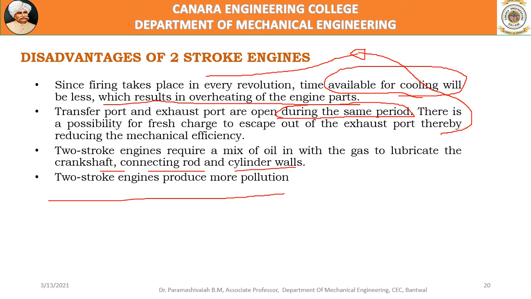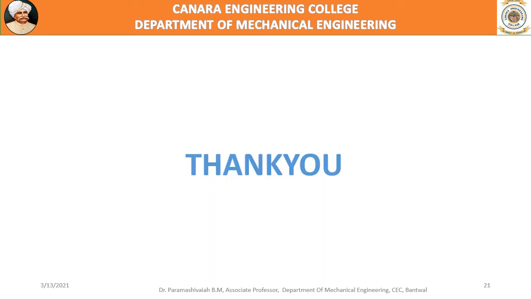Number one, because there is a possibility of fresh air escaping through the exhaust port during scavenging. That leads to loss of fuel. So these are some disadvantages of the two-stroke engine compared to the four-stroke engine.